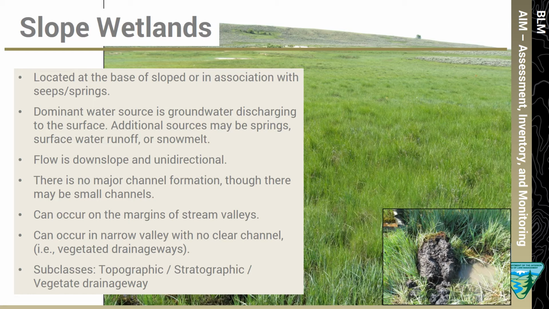In addition, slope wetlands can occur on the margins of stream valleys where groundwater discharges to the edge of the valley. In these landscape positions, there is a transition from slope wetland on the edge of the valley, sometimes at slightly higher relative elevation, to riverine wetlands directly affected by the stream. Slope wetlands can also occur in narrow valleys with no clear stream channel. There are 3 slope subclasses: topographic, stratigraphic, and vegetated drainageway.